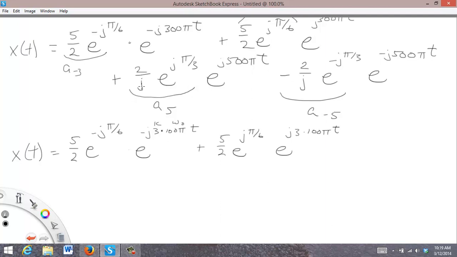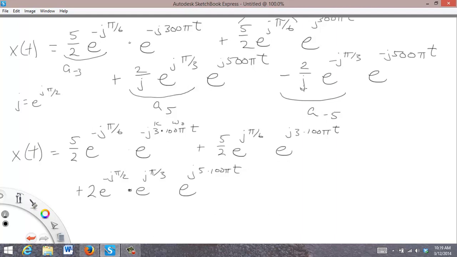Alright, now j is equal to e to the j pi over 2. So 2 over e to the j pi over 2 is the same as 2 times e to the minus j pi over 2. And I have, that's multiplication, times positive j pi over 3 times e to the j, 5 times 100 pi t.